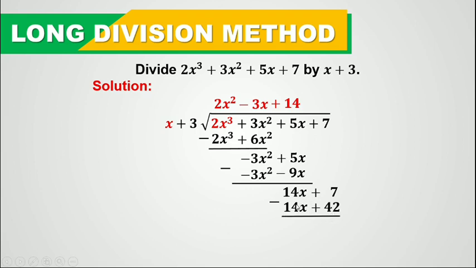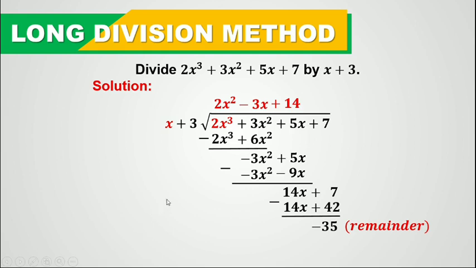So 14x minus 14x, so that's 0. And then 7 minus positive 42, the answer is negative 35. So there is no term which we could bring down. So therefore, negative 35 is now our remainder.